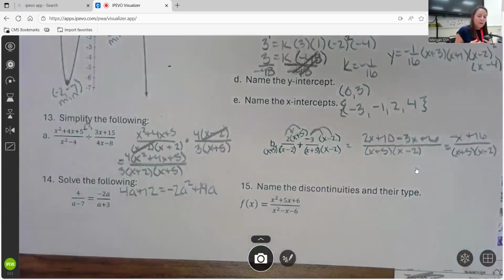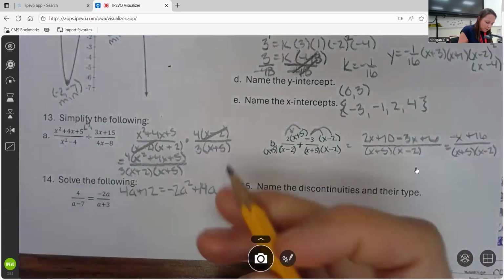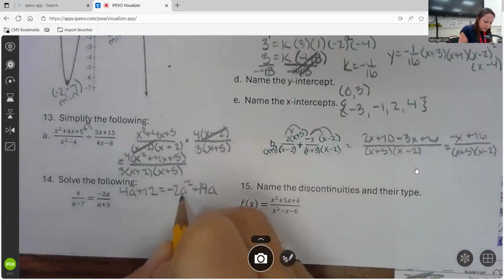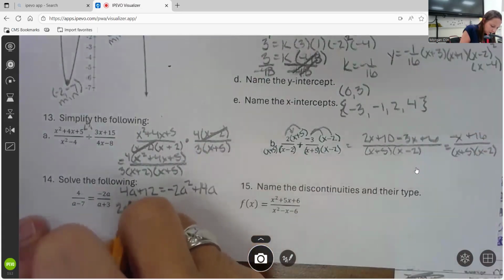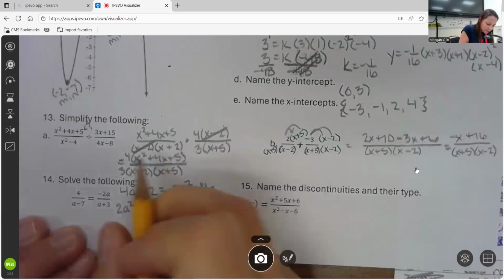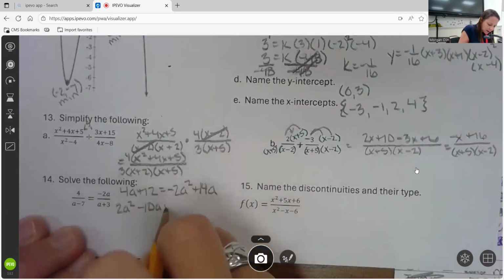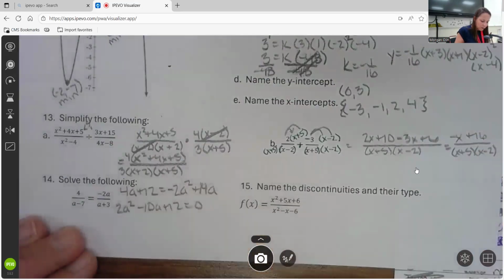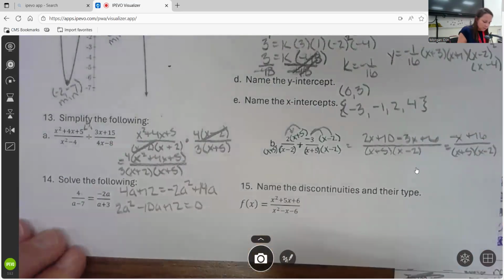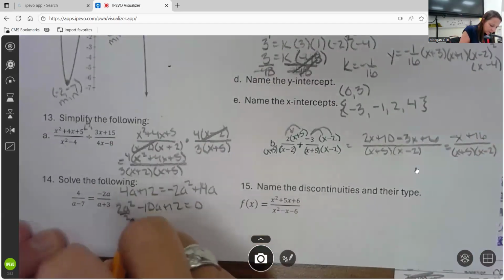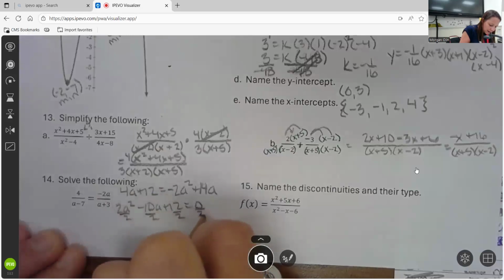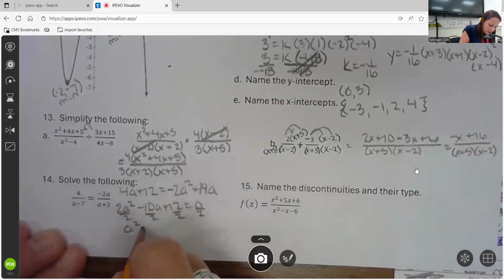If you recognize this as a quadratic, move everything over. I'm going to move it over so this a squared is positive. So that's 2a squared. When I subtract the 14a, I get negative 10a, and then I have a positive 12 equals 0. Do you notice how 2 goes into all of them? So we can divide everything through by 2, and that 2 just goes away. A squared minus 5a plus 6.